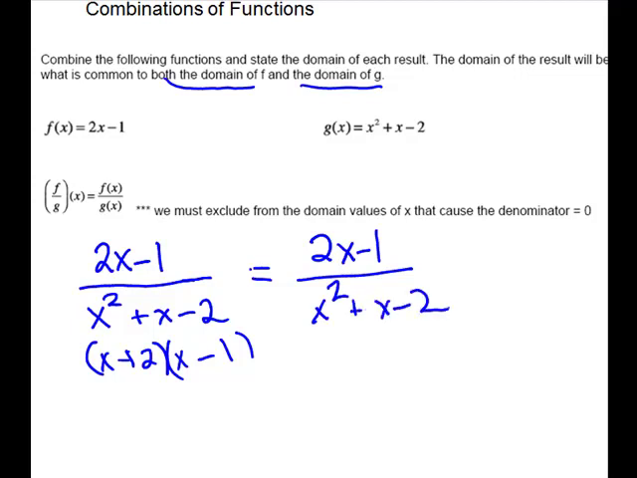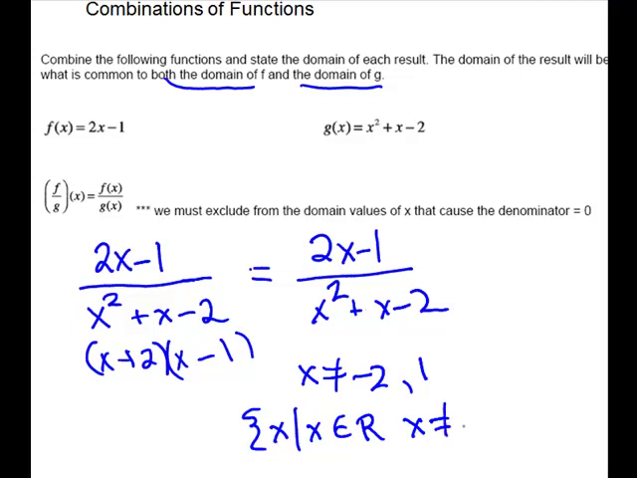We do need the factored form, though, to see what to throw away from the domain. So a negative 2 or a 1. So in our domain, x cannot be negative 2 and 1. So you can use your interval notation or set builder. I'm just going to do set builder. x such that x is an element of the reals, and x is not equal to negative 2 and 1.